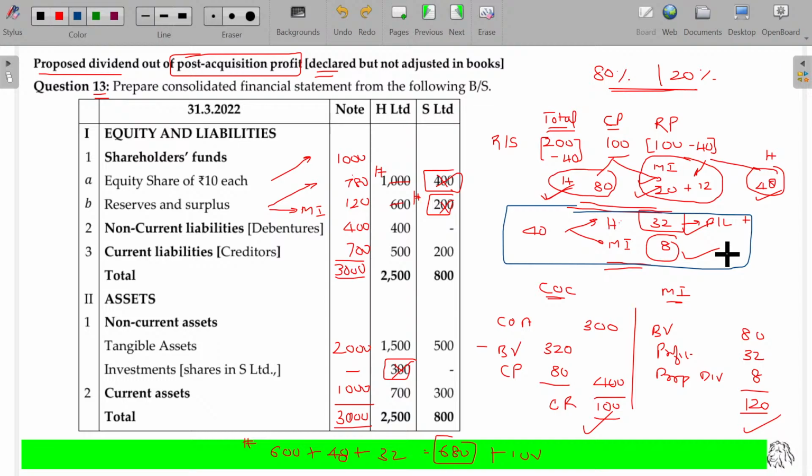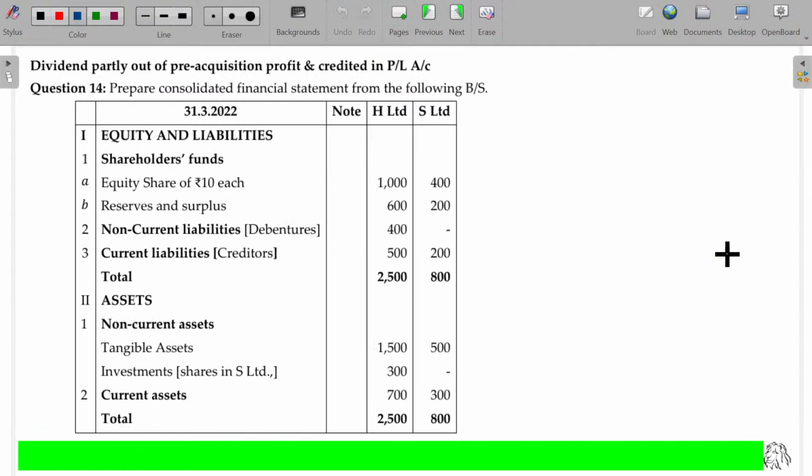Now, we'll move on to the next illustration. Dividend partly paid out of pre-acquisition profit, that too credited in P&L account. If the dividend is declared out of pre-acquisition profit, it should be subtracted from the cost of control account or cost of acquisition, because it's a returning of your investment. What you invested, you are getting it back.